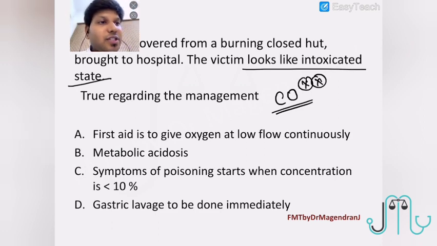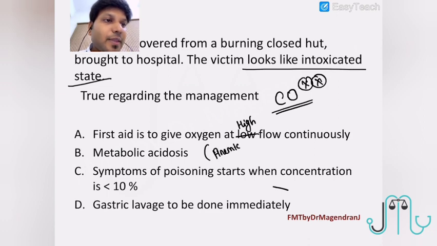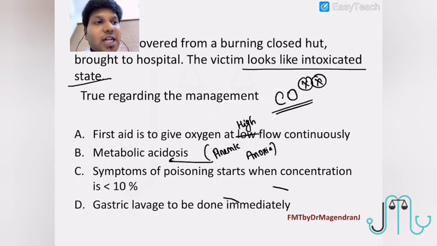The first aid is to give oxygen at a low flow continuously. It's not low flow, it is high flow. We need to give high flow oxygen continuously. Metabolic acidosis, yes, because the patient will have what is called anemic anoxia. The patient will have anemic anoxia, which can result in metabolic acidosis, right? Symptoms of poisoning start when the concentration is less than 10%. Logically speaking, it should not be less than 10%. It should be more than 10%. So that option is also false, right?